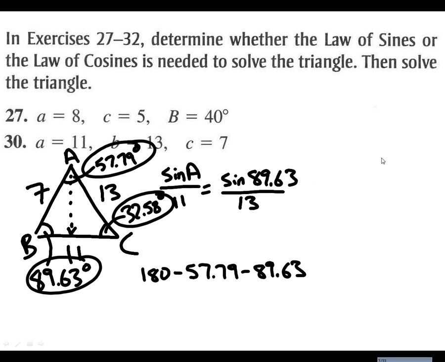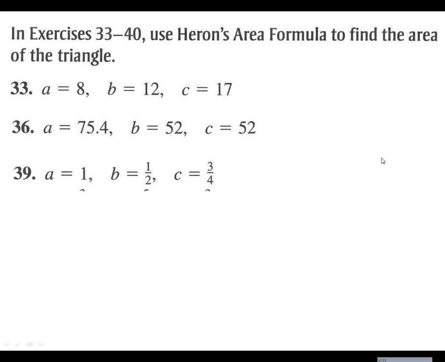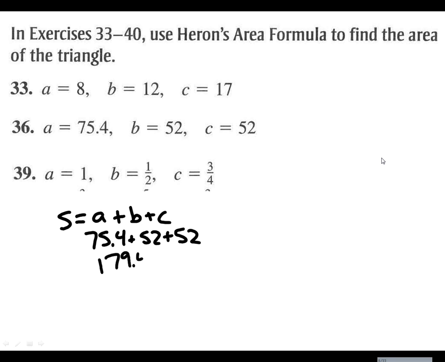Alright, one more before we jump into the word problems, problem 36. And let's use Heron's formula here to find the area of the triangle. So Heron's formula, first thing we need to do is find the semi-perimeter, which means add them all up. A plus B plus C, 75.4 plus 52 plus 52 again. And I get 179.4. That'd be the perimeter. To be the semi-perimeter, I got to divide by 2. We get 89.7.